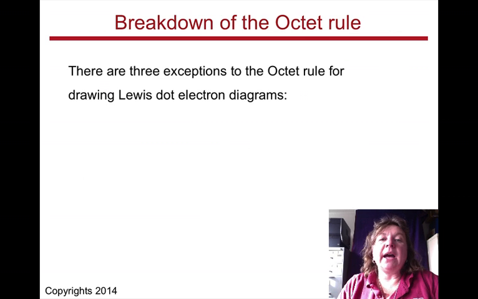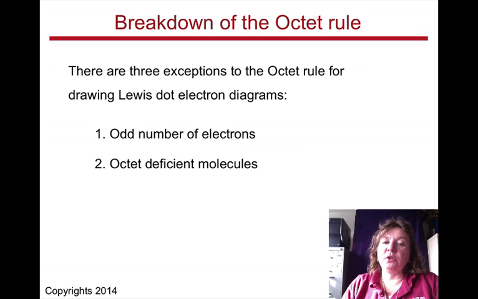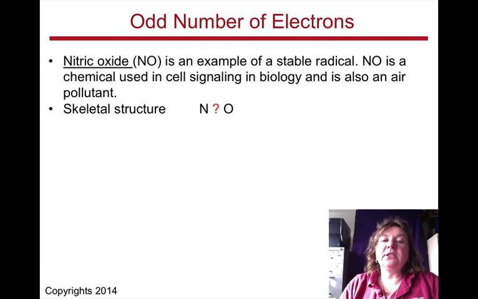So now let's look at exceptions to the octet rule. There are 3 exceptions to the octet rule for drawing Lewis dot diagrams. 1, if you have an odd number of electrons. 2, if you have octet deficient molecules. Or 3, if you have an example of a valence shell expansion, which we've already taken a look at briefly. Let's talk about the odd number of electrons.